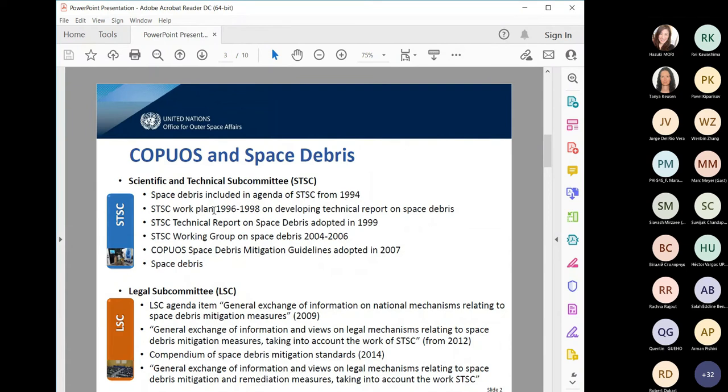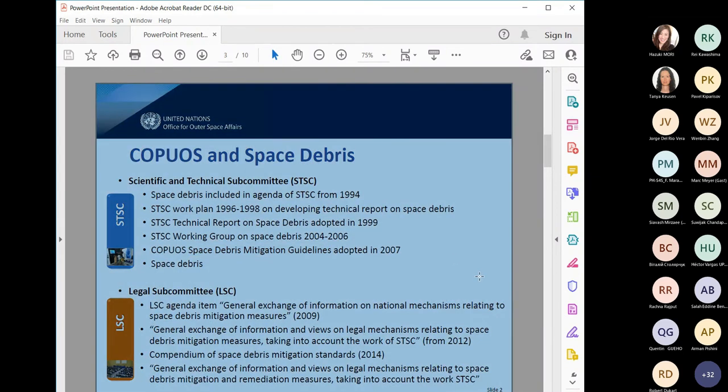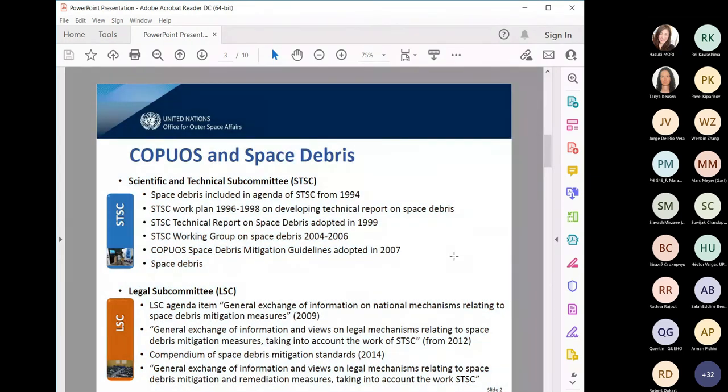The subcommittee had a work plan spanning from 1996 to 1998, focusing on developing a technical report on space debris, and the technical report was adopted in 1999. Later on, a couple of years later, in 2004, a special working group, the STC working group on space debris, was set up, and that working group was working on the adoption of the Space Debris Mitigation Guidelines of the committee, COPUOS Space Debris Mitigation Guidelines. The guidelines were adopted in 2007.